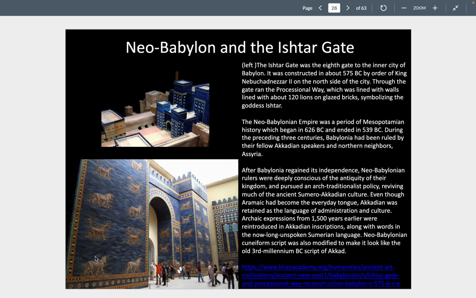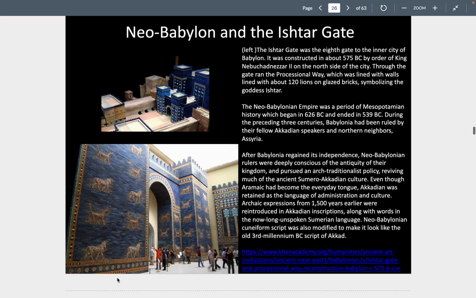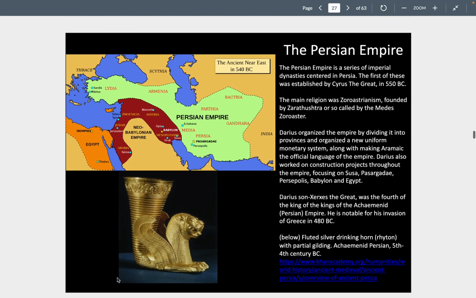Here's the Ishtar Gate here from Neo-Babylon, a double gate. Again, this gate that would lead into the city and have symbols of who the people are, who their gods are, and also how to behave within the city.